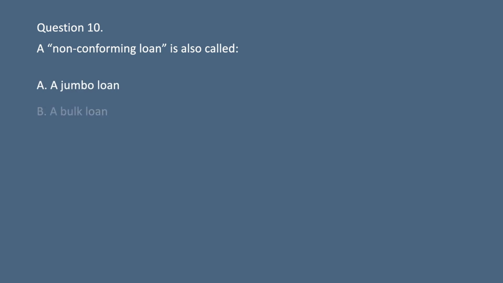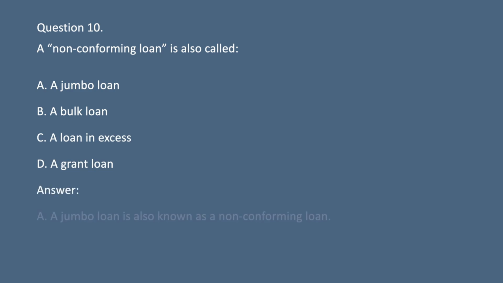Question 10. A nonconforming loan is also called A. A jumbo loan. B. A bulk loan. C. A loan in excess. D. A grant loan. Answer A. A jumbo loan is also known as a nonconforming loan.